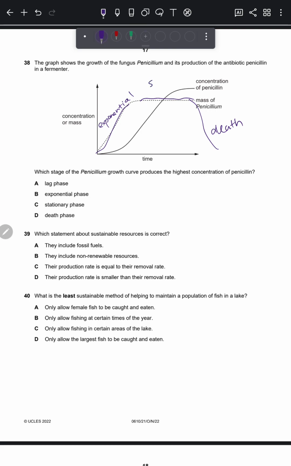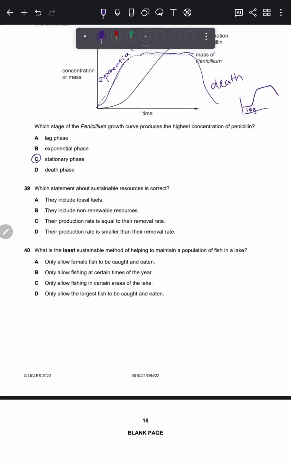I think I would actually call this stationary. But then what would be lag? I think lag, the graph would look like this, and then this, and then this, and then this. This would be lag. So I think I'm going with stationary phase.